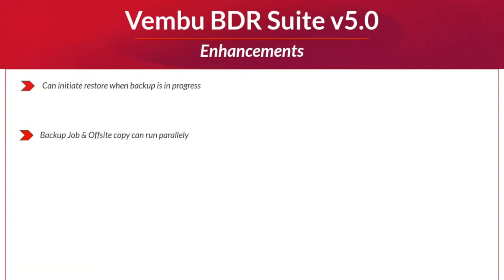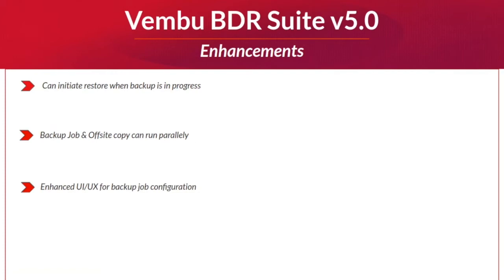And we have the backup job and offsite copy jobs running in parallel. Previously, when the backup job was in process, the offsite copy would not run. Now you can run both the backup and offsite copies in parallel. We have greatly improved the user experience of the entire backup software, and you can witness these changes in some more time.